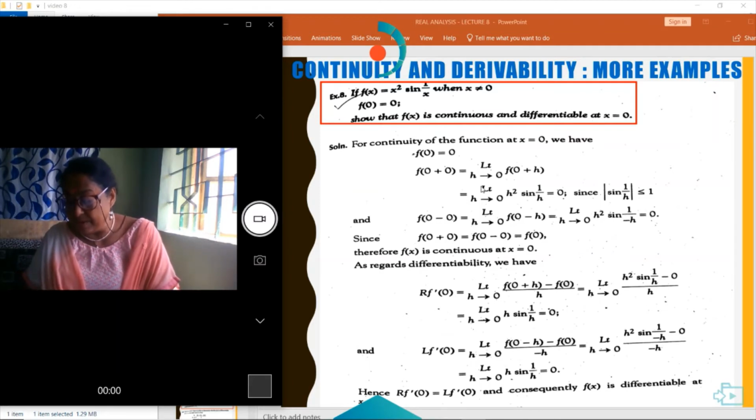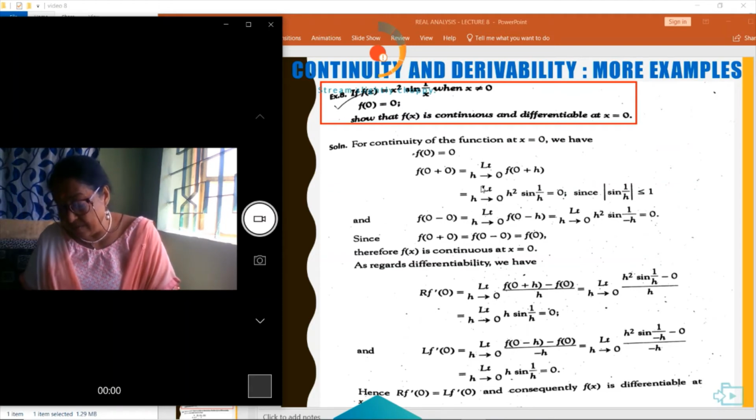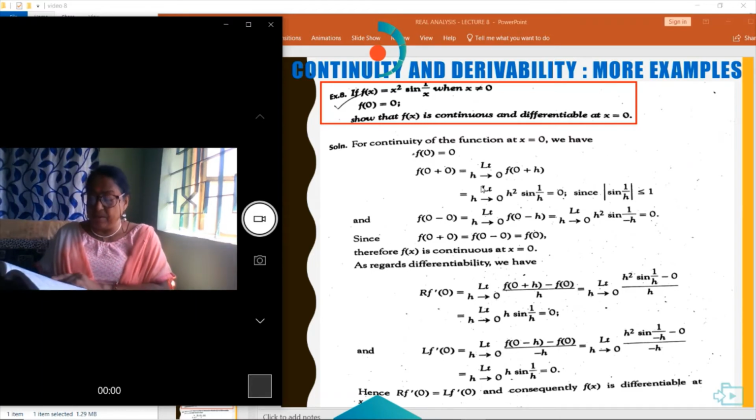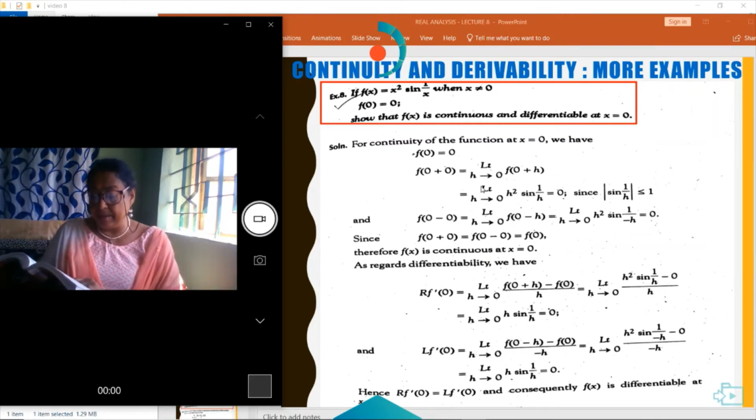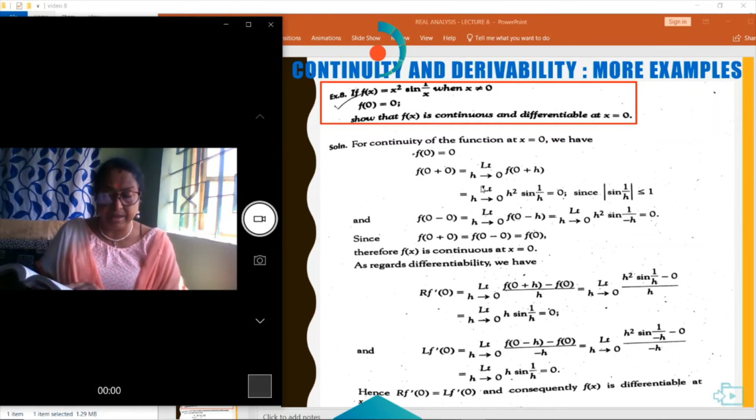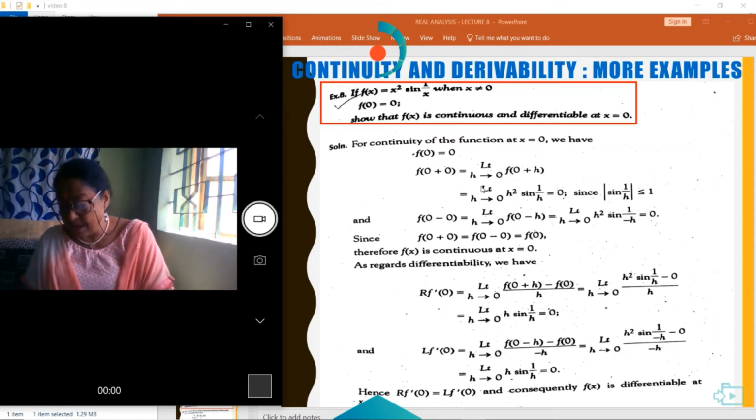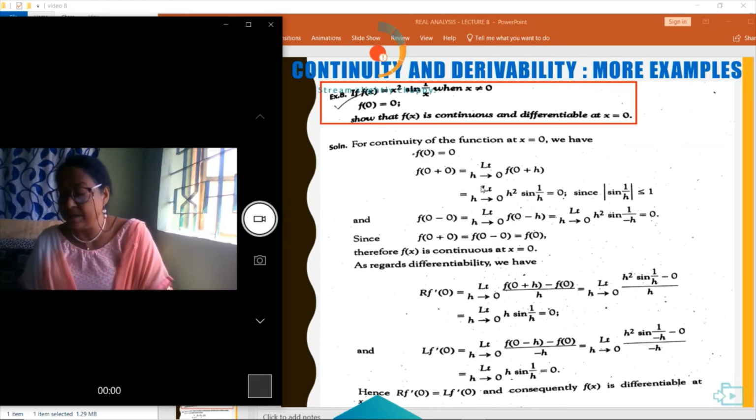Now, to check the differentiability, right hand differentiability can be written as limit h tends to 0, (f(0+h) - f(0))/h, which after calculation gives us 0, and left hand differentiability also gives us 0. Hence both are equal, so the left hand limit is equal to the right hand limit in this case. So this function is differentiable at x equal to 0.